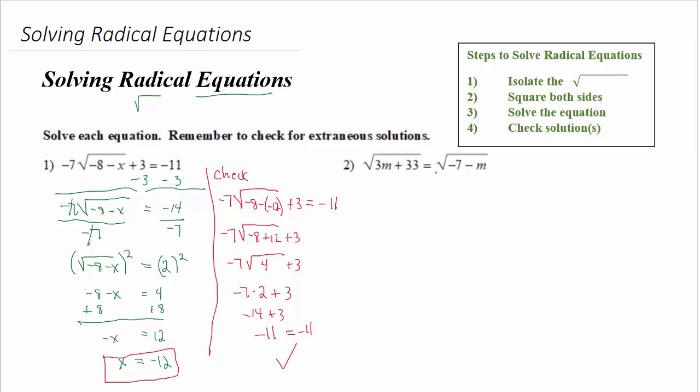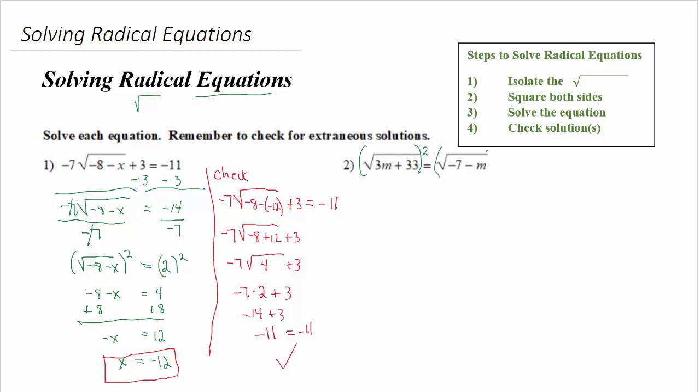Whenever we have multiple square roots, we want to make sure that one of them is on each side. Now, you're going to see this happen where they're already on both sides, but keep that in the back of your mind. You always want the square roots on separate sides. Now, how do I get rid of this square root? I square both sides.